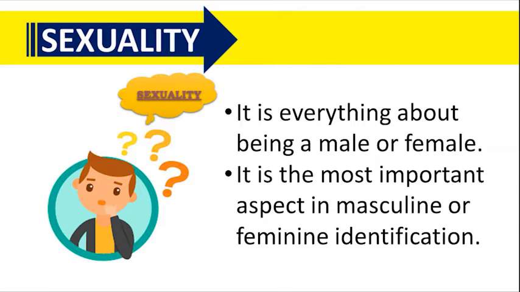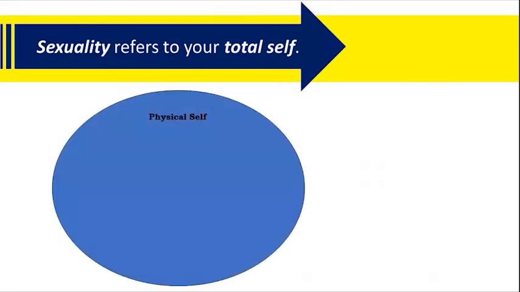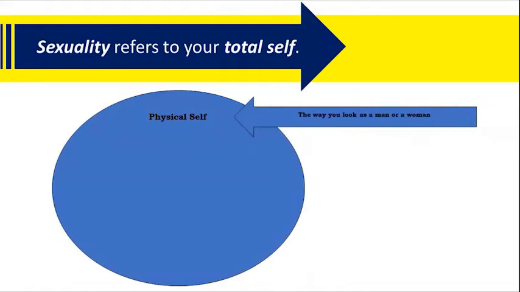Sexuality is important because it provides a sense of self-worth when sexual understanding is positive. Sexuality also involves a name given at birth, toys played with, the clothes worn, the friends played with, and the roles and responsibilities at home. Sexuality also refers to your total self, including physical self, the way you look as a man or a woman, the way you dress up, the way you cut your hair.